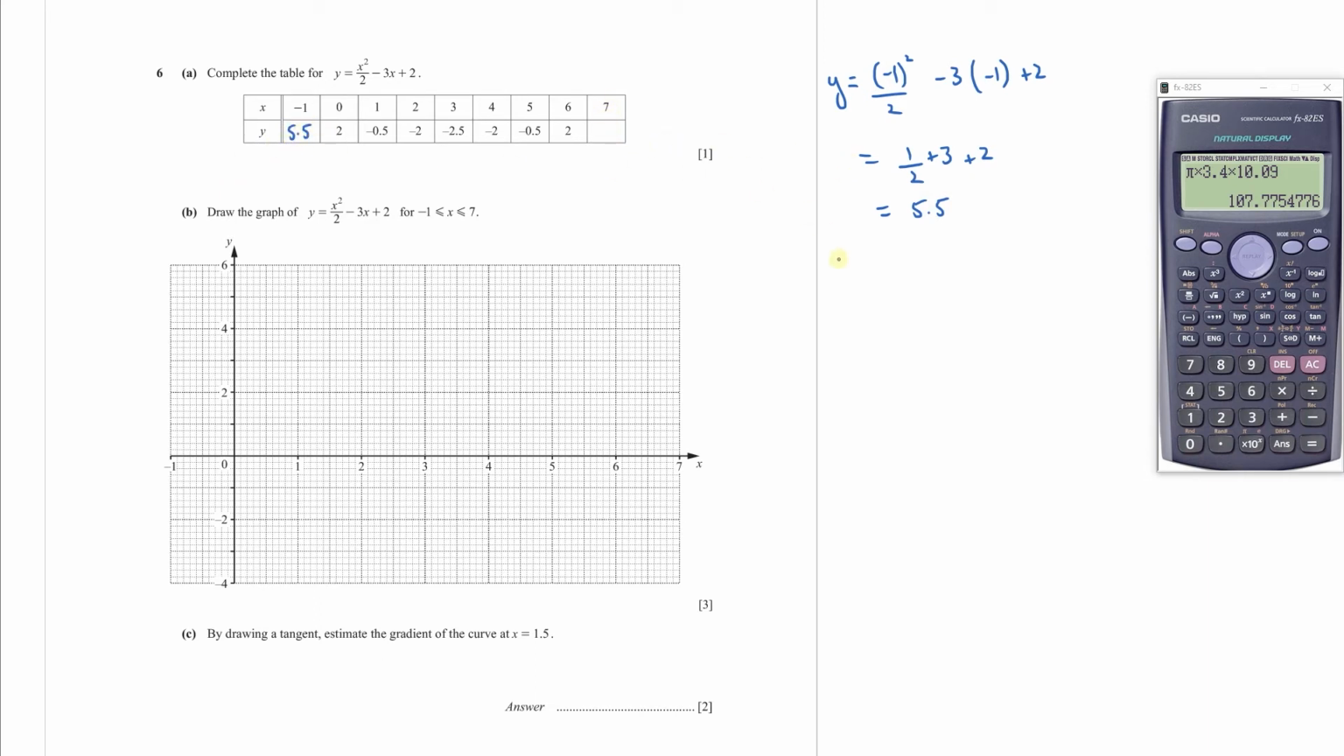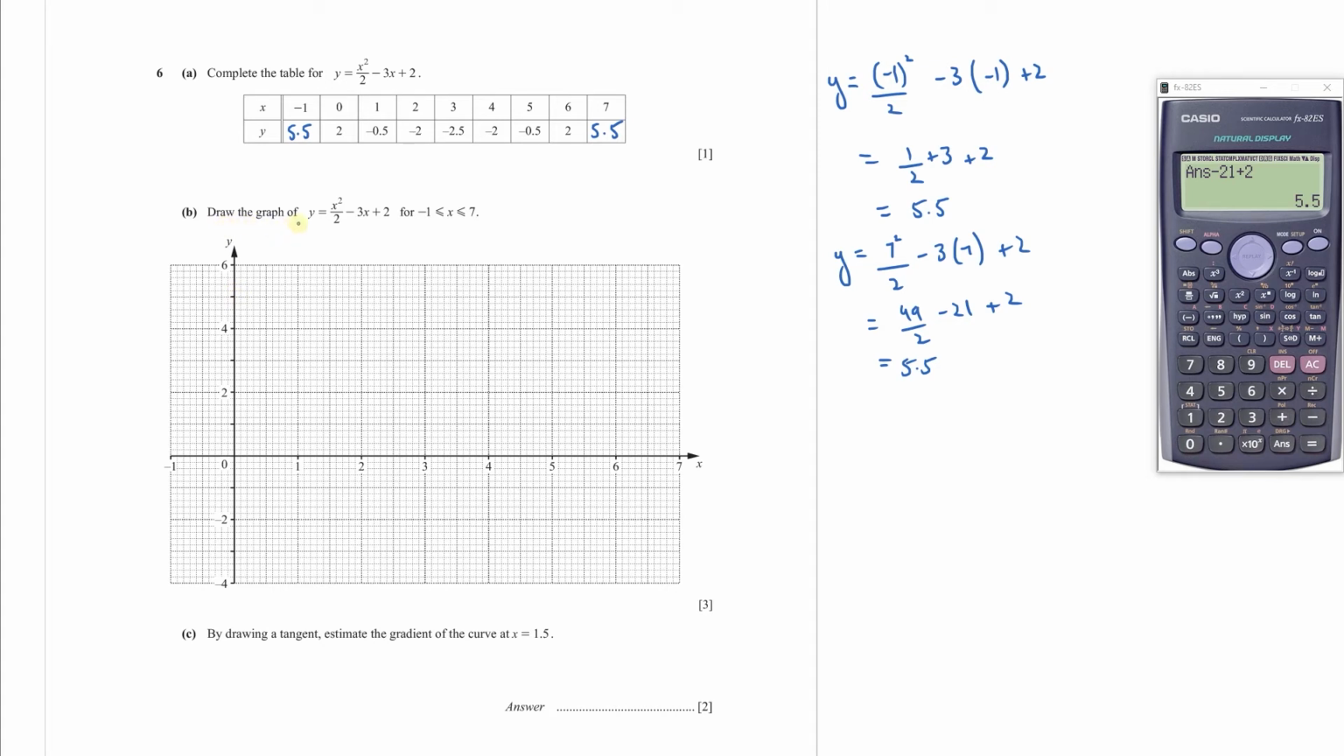And then similarly, we can calculate the value of y when x is 7. So you will have 7 squared over 2, minus 3 times 7, plus 2. So this will be 49 over 2 minus 21 plus 2. So 49 divided by 2, minus 21, plus 2. So this is also 5.5. So your value here will be 5.5 as well.